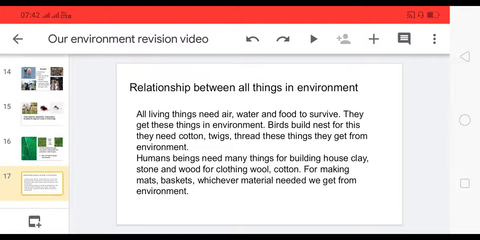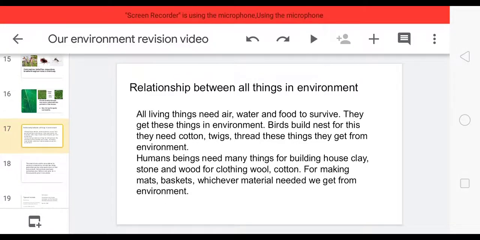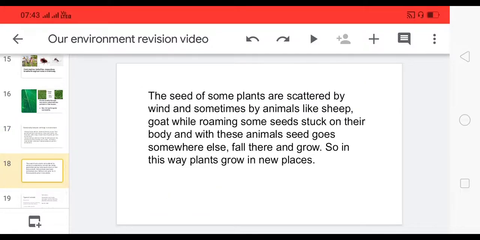See, birds or animals. Now about human beings. Human beings also need many things to build their houses like clay, stone, wood. And for clothing also, human beings need wool, cotton, and whichever material is needed for making mats, baskets. All these things are available in the environment, or we get them from the environment. It means all the living things fulfill their needs with the help of the environment.